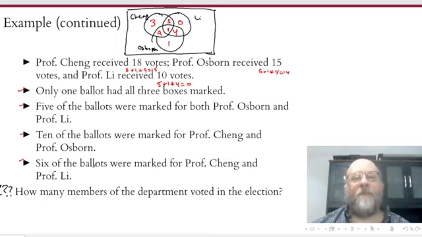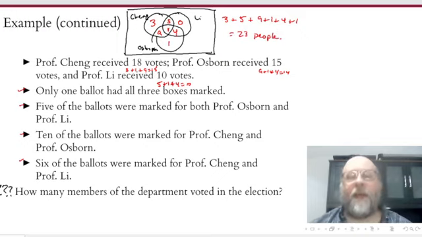And so how many members of the department voted in the election? Well, that would be 3 plus 5 plus 9 plus 1 plus 4 plus 1. So 3 and 5 is 8. 8 and 9 is 17. Plus 1 is 18. 18 plus 4 is 22. 22 plus 1 is 23. 23 people.